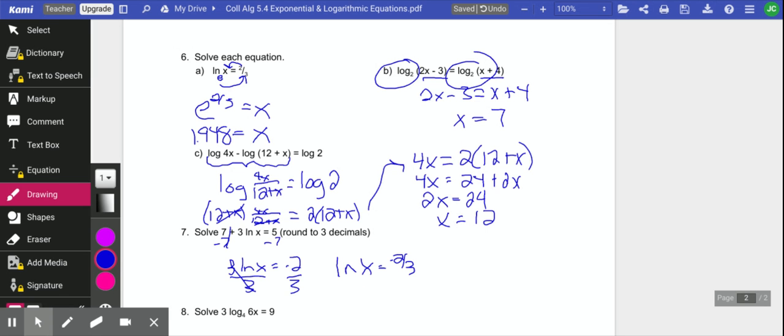And now there's nothing else I can do to the left side, not the way it is now. So it's in logarithmic form, so let's write it in exponential form and see if that helps. Natural log is base e, so we're going to do e to the negative 2/3 equals x. And then all we have to do is put that into the calculator, and e to the negative 2/3 is 0.513.